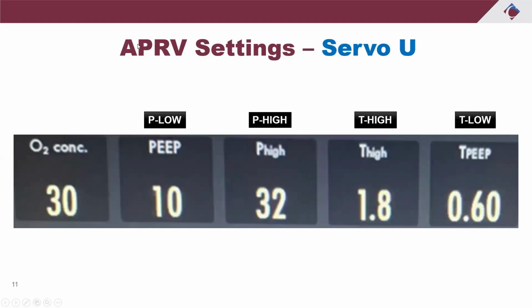Now, the funny part is the ventilators and the manufacturers like to call these settings, right? We all know them as P high, P low, time high and time low, but they like to call them their own different acronyms on the ventilators than we're used to. So if you look at the Servo U, for example, it does have P high and time high, but their P low, they call it actual PEEP, and the time low or T low, they actually call it T-PEEP.